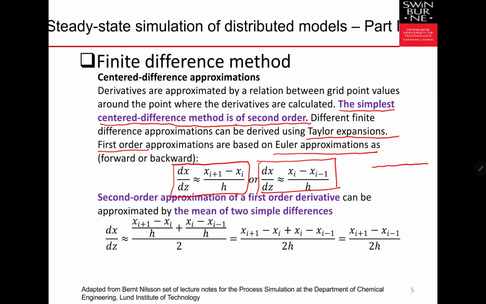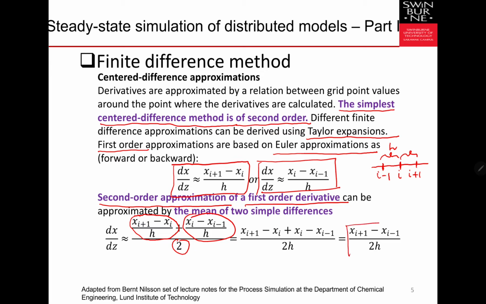Because imagine you have 3 points here. If forward, that means if you have this one as i plus 1 and i minus 1, forward means this one minus this one divided by h. Backward means this one minus this one divided by h. The second order approximation of a first order derivative can be approximated by the mean of two simple differences. So you add the forward plus the backward one, then divide it by 2.